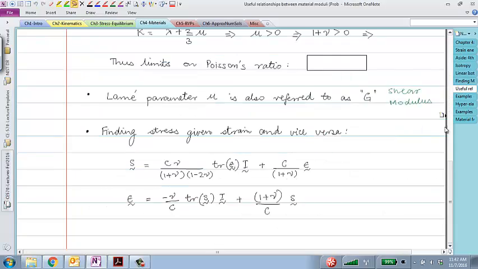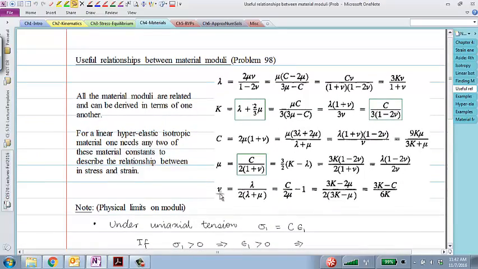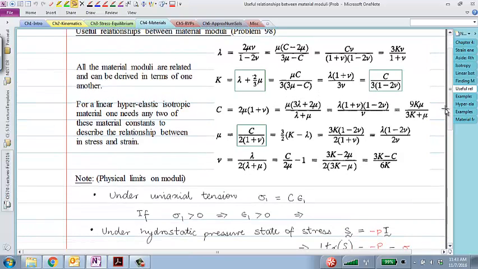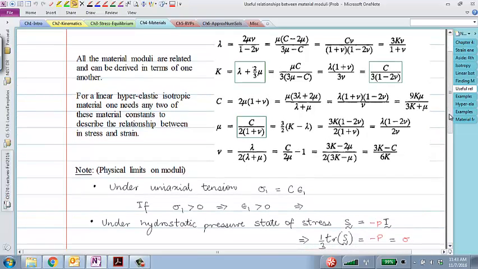And very briefly, last time I had mentioned this huge set of relationships, that's actually a problem 98 in your books, that pretty much relates these different possible pairs of material properties. If you have lambda and mu, you can find out C and nu in terms of lambda and mu. You can relate these material parameters with each other and develop new relationships. But I'll point out a few things about these material properties.